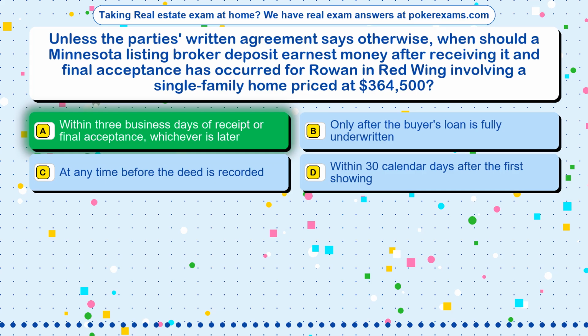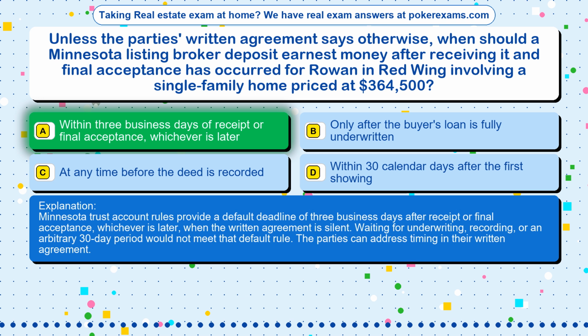The correct answer is option A. Within 3 business days of receipt or final acceptance, whichever is later. Minnesota trust account rules provide a default deadline of 3 business days after receipt or final acceptance, whichever is later, when the written agreement is silent. Waiting for underwriting, recording, or an arbitrary 30-day period would not meet that default rule. The parties can address timing in their written agreement.